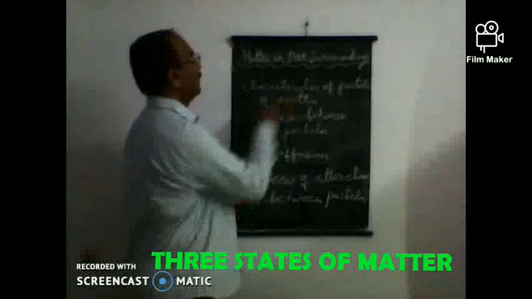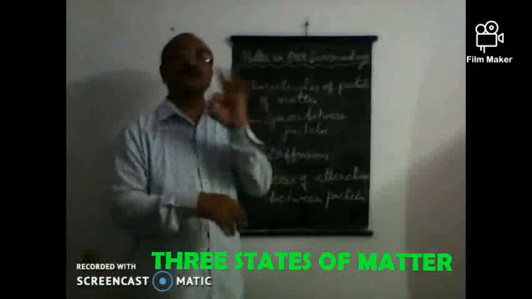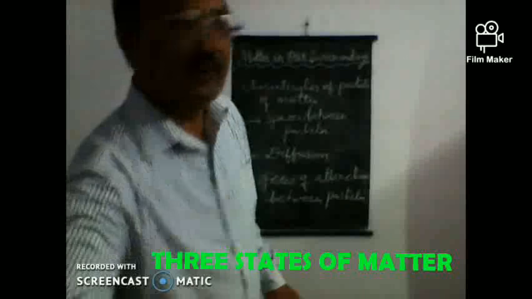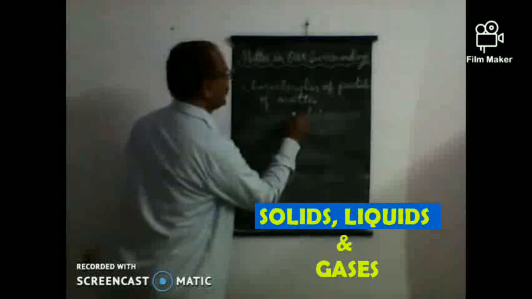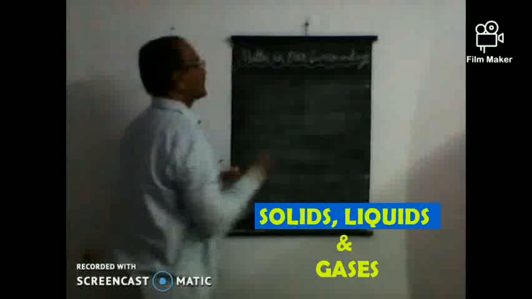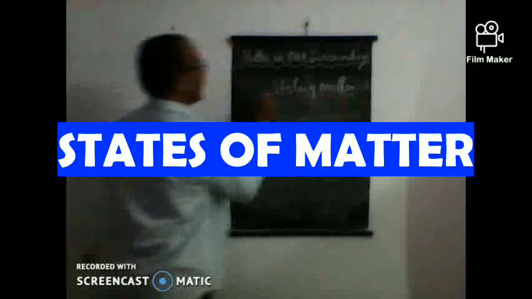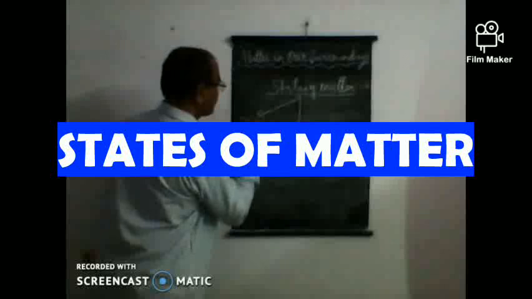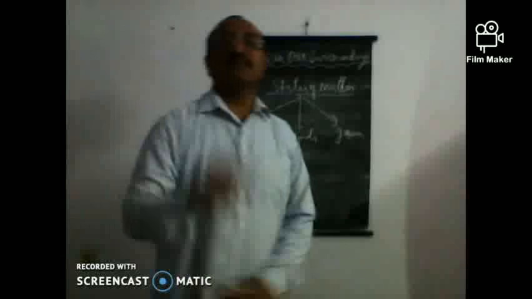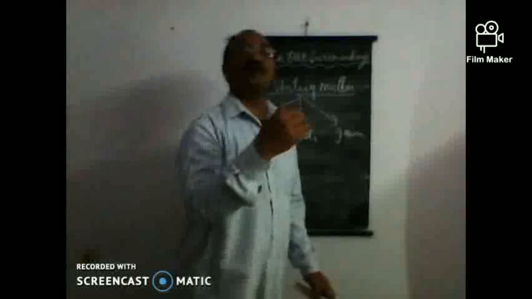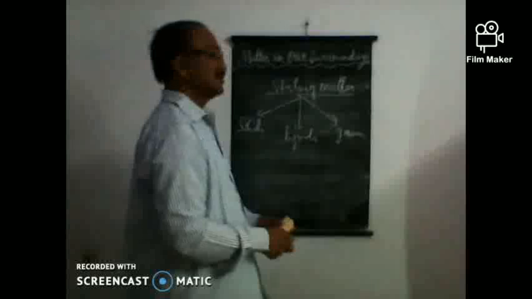So based on these three important characteristics of particles of matter, matter is divided into three important states. So matter is divided into three states. They are the solids, liquids, and gases. So there are three states of matter: solids, liquids, and gases. So these are the three states of matter based on these characteristics of particles that we have seen, right? So next one.